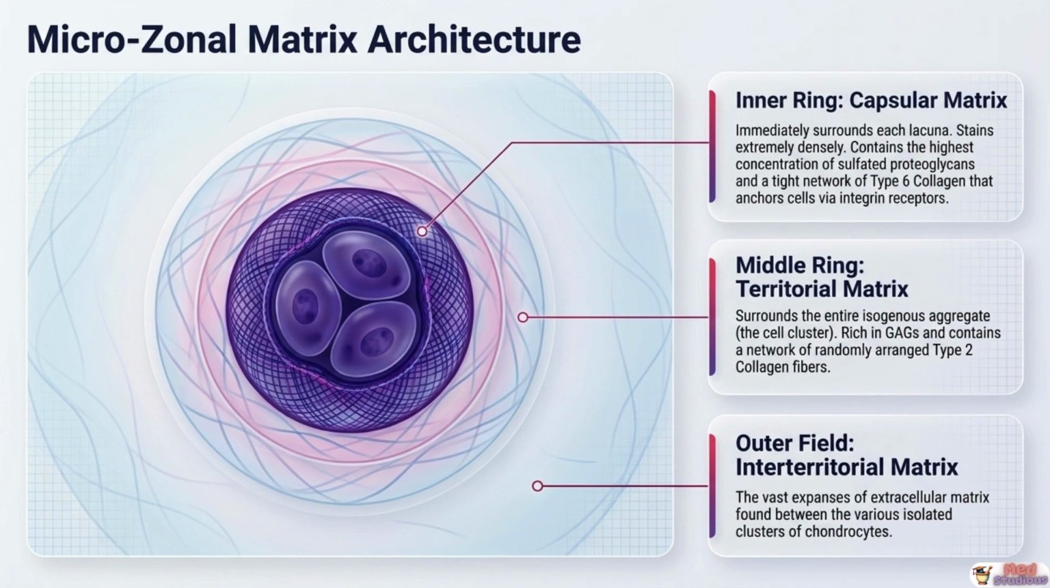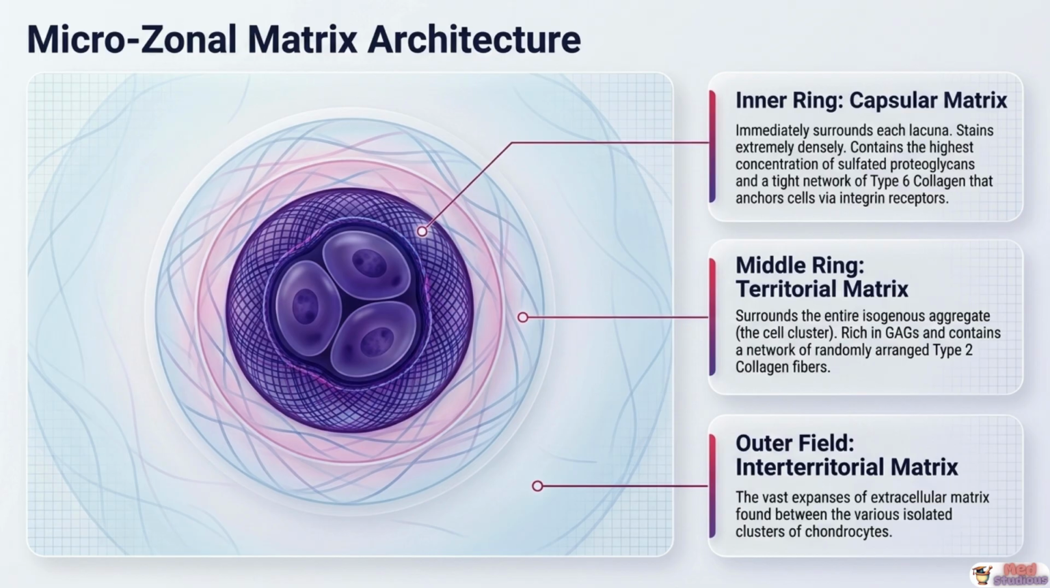One of the most sophisticated features of hyaline cartilage histology, and one rarely appreciated by students who focus only on cell identification, is that the extracellular matrix is not uniform throughout the tissue. Instead, it is organized into 3 distinct microzones, arranged in concentric rings around each chondrocyte, or isogenous aggregate, each with a different molecular composition and a different staining intensity, reflecting a different functional role.